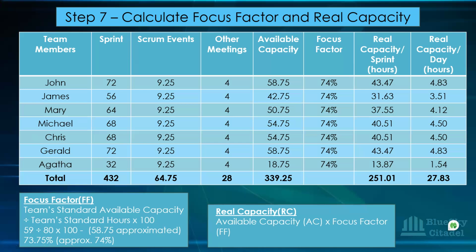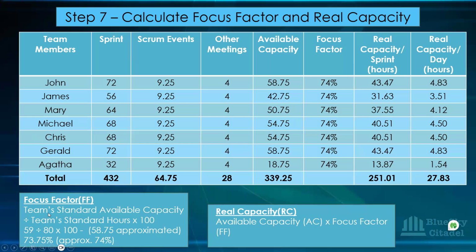And what you will get is 73.75%, which is approximately 74. Just round it up, you get 74. Now, that is the formula for the real capacity. But before we come to the real capacity, let's go to our focus factor.